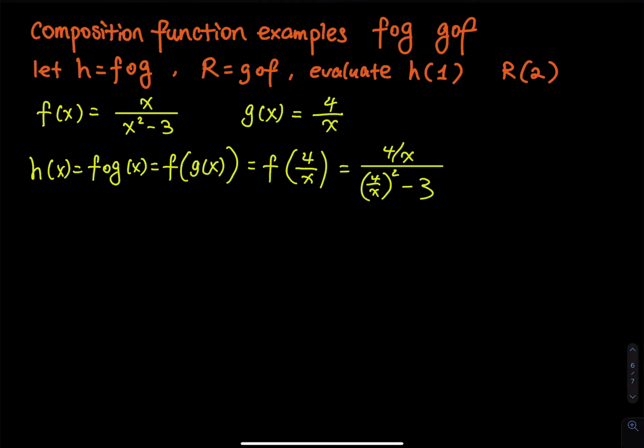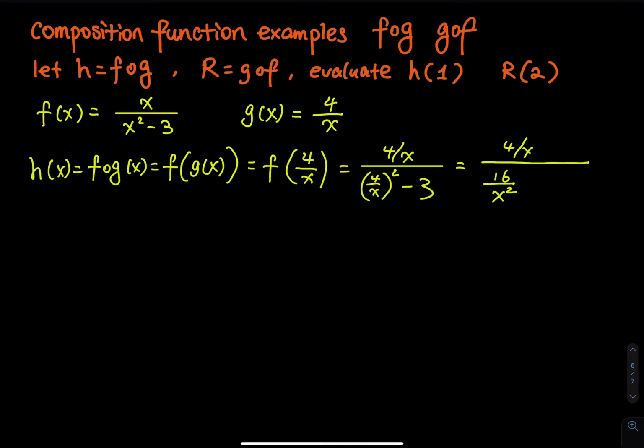For the function evaluation for h of 1, yes, you can just plug in 1 right now, but I am sure if you see this problem on your exam, you cannot leave the composition function like that. Your instructor would like you to do some simplification. Let's do it. So the top is still 4 over x. The bottom, we have 16, right? Divided by x squared, minus 3.